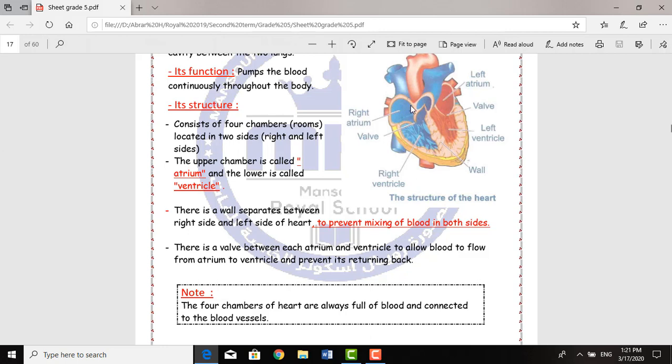So inside each side of the heart, the blood moves only in one direction. It flows from the atrium to the ventricle. So inside the heart, I have a wall that separates the left side from the right side. Between atrium and ventricle, I have a structure called a valve that prevents the blood from returning back from the ventricle to the atrium.